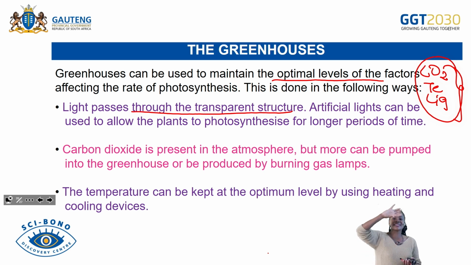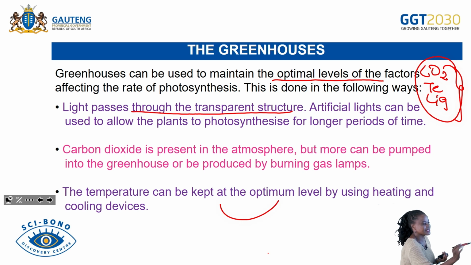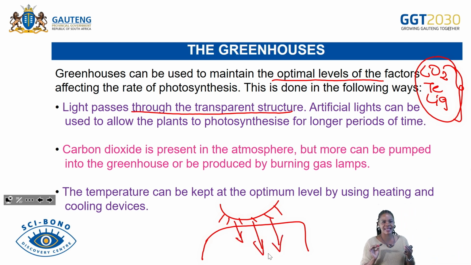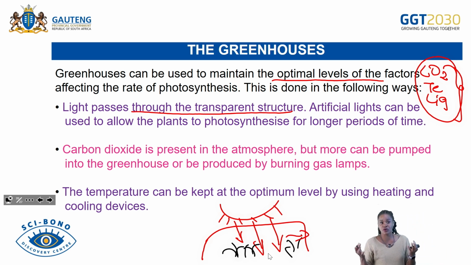For the fact that it is transparent, it means that if this is our greenhouse, the light can pass through the transparent structure. And then the artificial light will also be used by these plants inside the greenhouse for the process of photosynthesis to take place for a longer period of time.